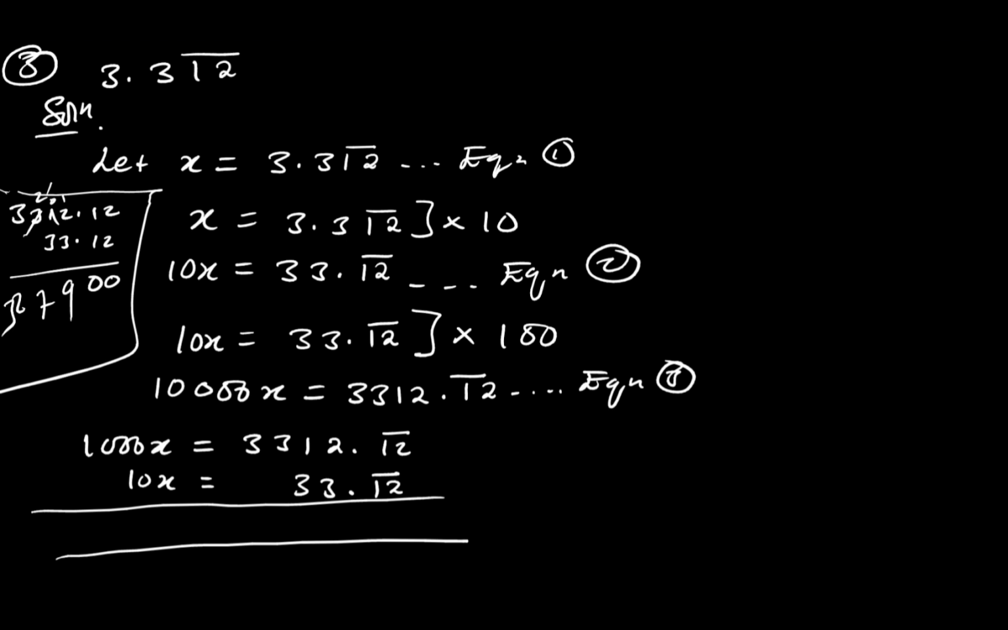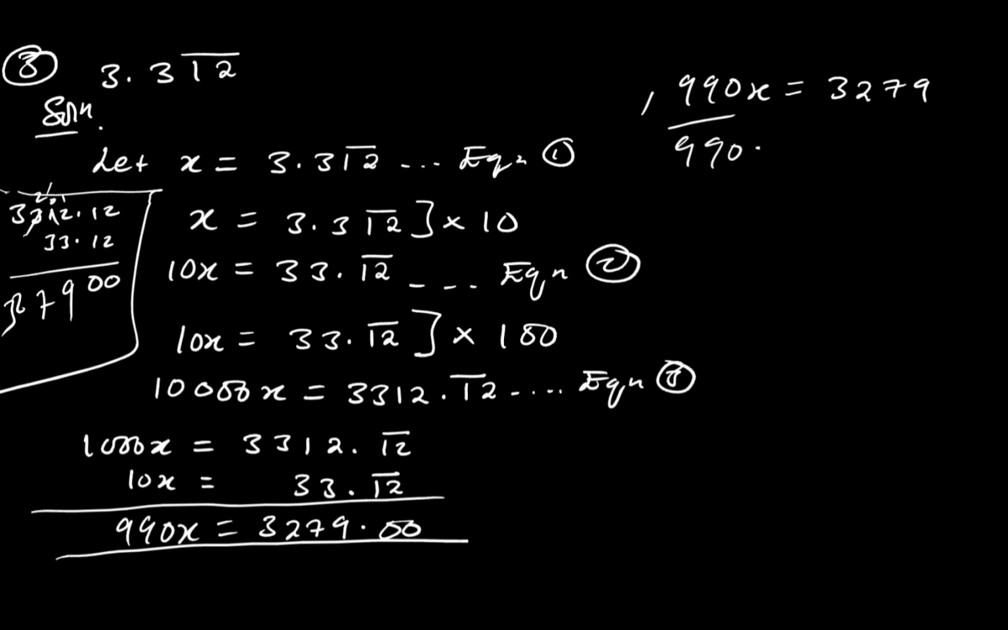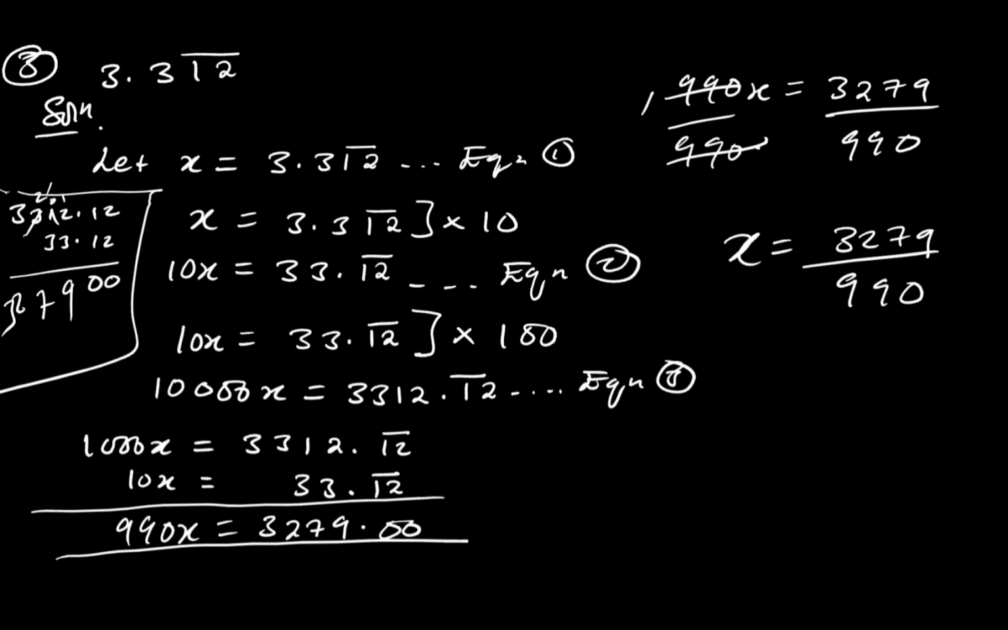So we'll have here, this will give us 990x being equal to 3279.200. So we're having 990x being equal to 3279. Solving for x, we have to divide by 990, even this side 990. Therefore, x will give us 3279 over 990. And this will be our answer.